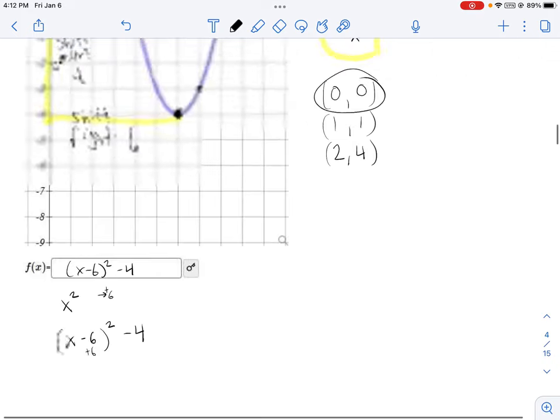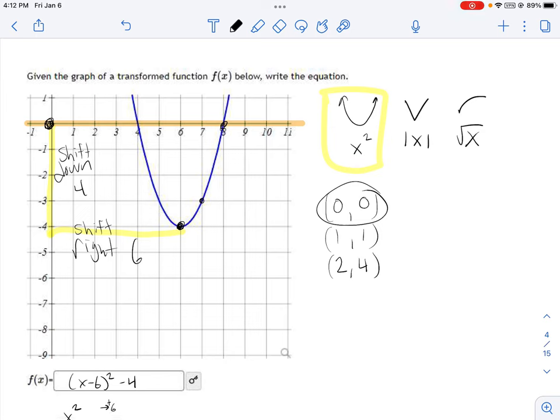And this is the same process as you would follow with any of your graphs, regardless whether it's x squared, absolute value, or square root of x. Okay, you'd follow that same process.